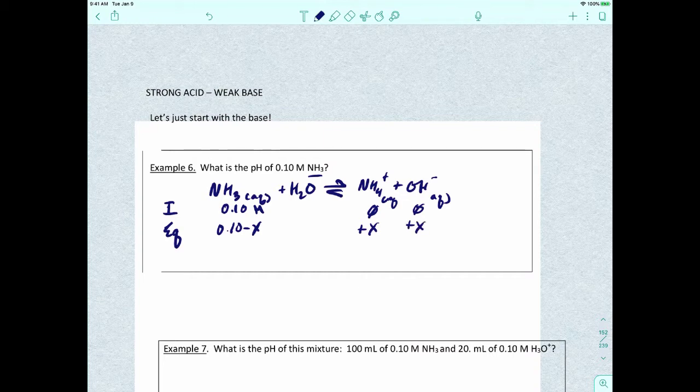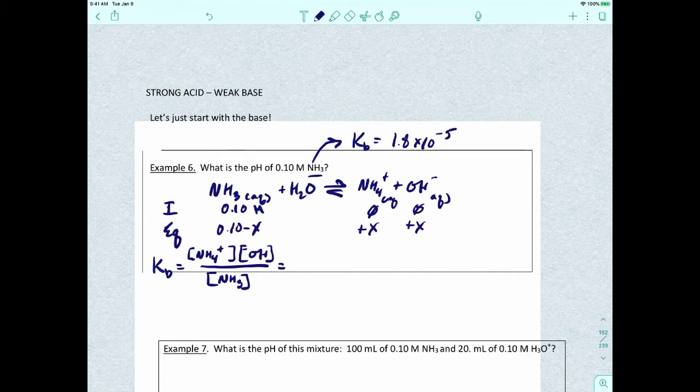Okay. So if we set this up as a Kb expression, Kb would be equal to the concentration of ammonium ion times the concentration of hydroxide ion divided by the concentration of ammonia. And this is all going to be equal to the Kb value, which for NH3 is 1.8 times 10 to the minus 5th. So popping in our values, ammonium ion is X, the concentration of hydroxide ion is also X, and the concentration of ammonia is going to be 0.10 minus X. And this is equal to 1.8 times 10 to the minus 5th.